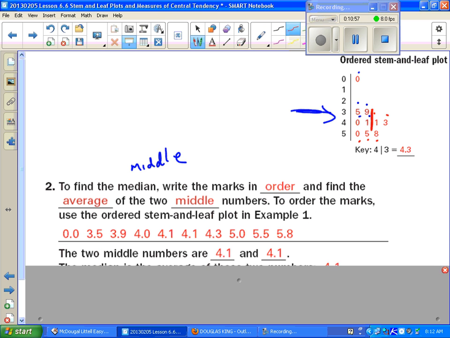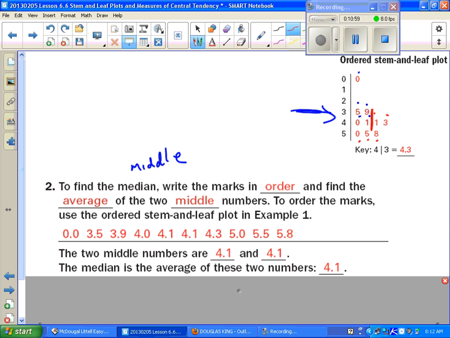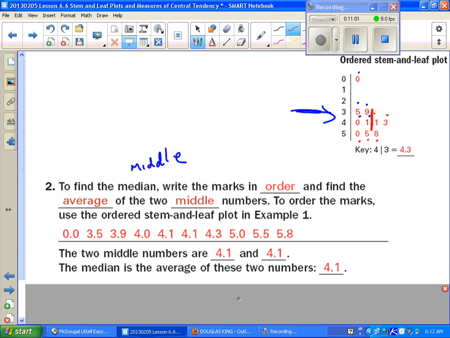Let's look at that. You have to find the average of the two middle numbers. Your two middle numbers in this case are both 4.1. There is no number that falls in the middle of those since it's the same number. But if you did add both of them up, you'd get 8.2. And when you divide it by 2 to find the average, like we just did a second ago, you'd come back to 4.1.